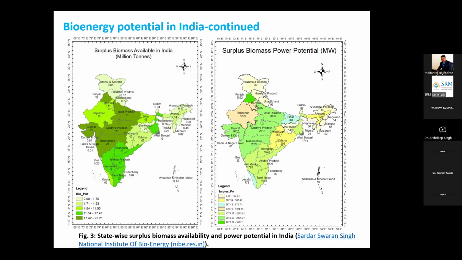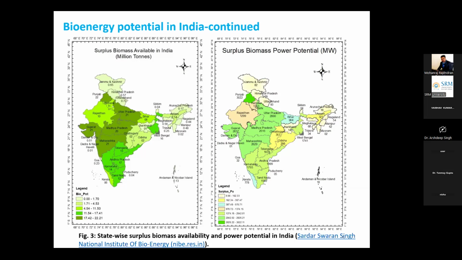On the left hand side, India is covered with this green color, which shows that surplus biomass is available in almost every state in India, except Himachal Pradesh, J&K and Uttarakhand, or on the east side, Arunachal Pradesh and Nagaland. On the right hand side, this is surplus biomass power potential: if we use that surplus biomass for energy production or in a cogeneration plant, a huge amount of energy can be produced.